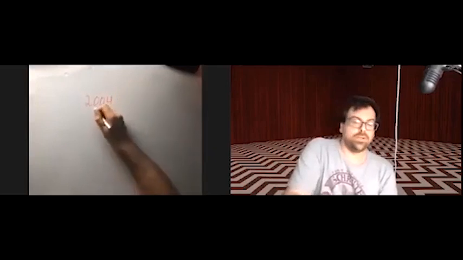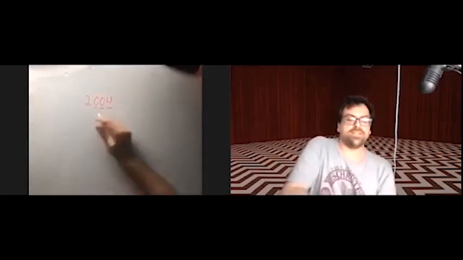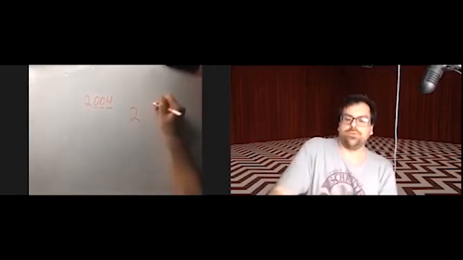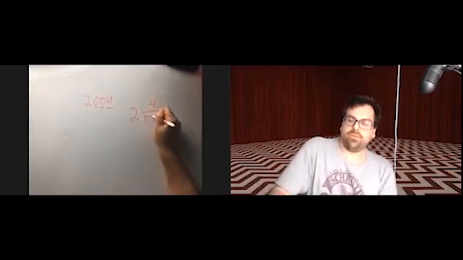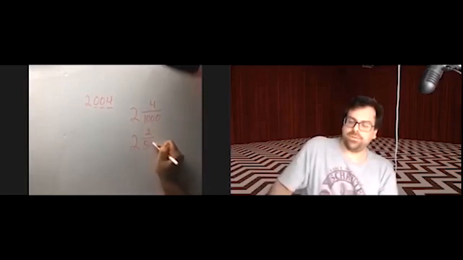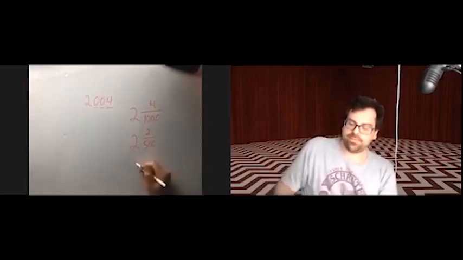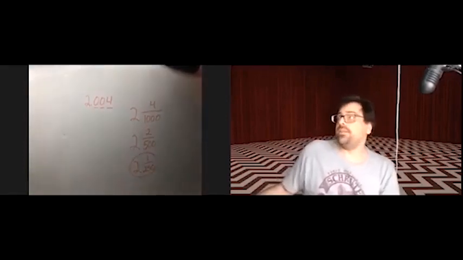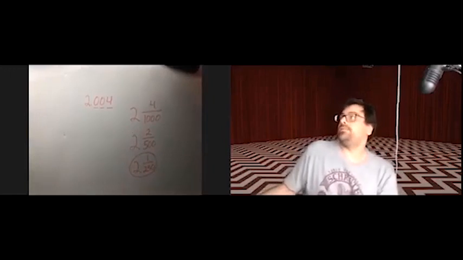2.004. Tenths, hundredths, thousandths. 2 and 4 thousandths. This reduces. They're both even. Divide them both by 2. This reduces. They're both even. Divide them both by 2. Two and 1/250. More.